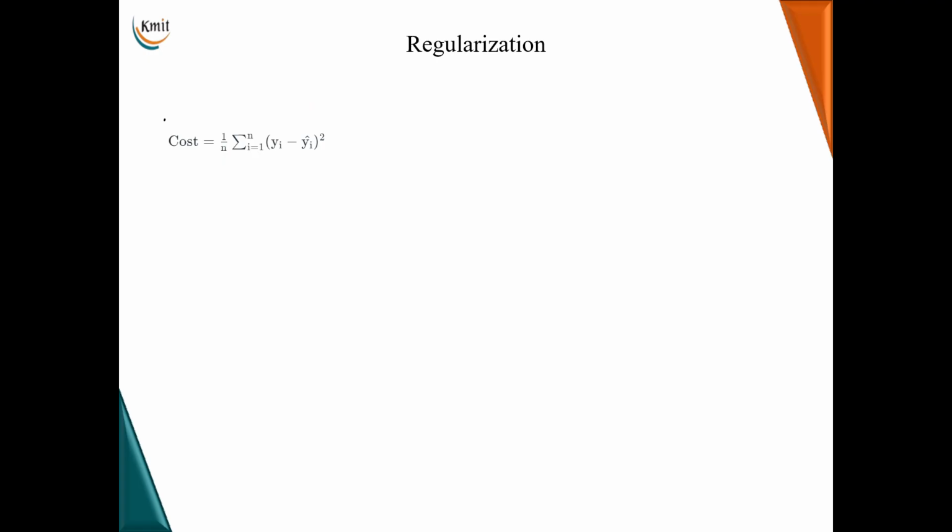Now in regularization, we will talk about the equation called the cost function, whose formula is 1 by n sigma i equals 1 to n, (yi minus y hat) whole square, that is, (true value minus predicted value) whole square.